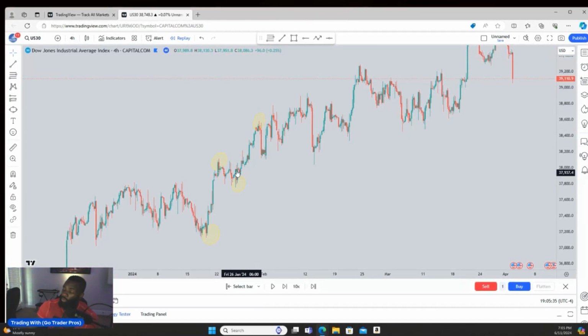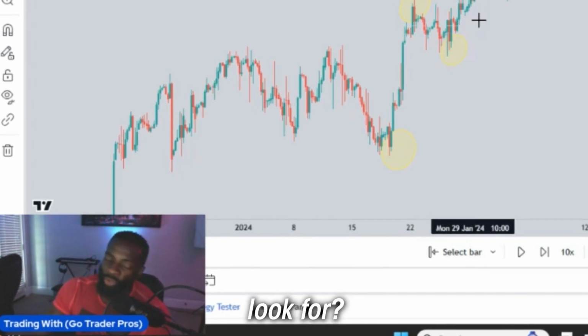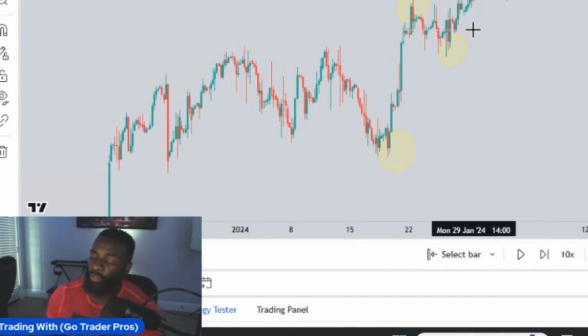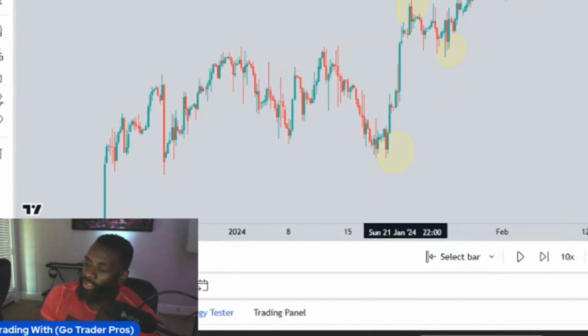So when you go inside the charts, what type of opportunities do you want to look for? You want to look for buy opportunities. Now, like I said, if you've got experience and you know what you're doing, yeah, you can sell too and make money that way. But why not just go in the direction it's going?